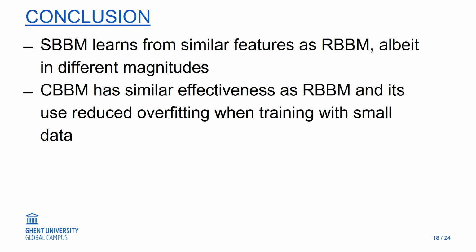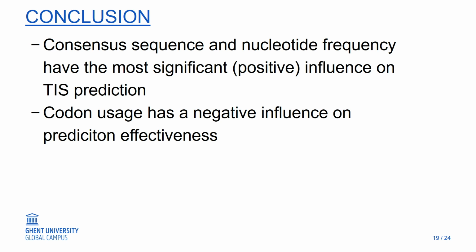In conclusion, SBBM seems to learn from similar features as RBBM, albeit in different magnitudes. And CBBM has similar effectiveness as RBBM, and its use reduced overfitting when training with small data. Among the features we studied, consensus sequence and nucleotide frequency have the most significant positive influence. On the other hand, codon usage has a negative influence.